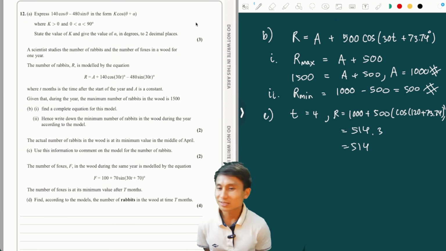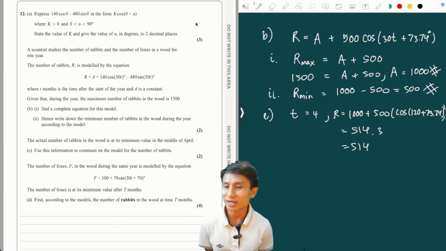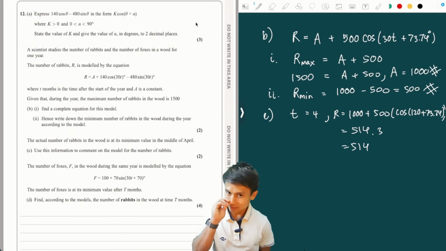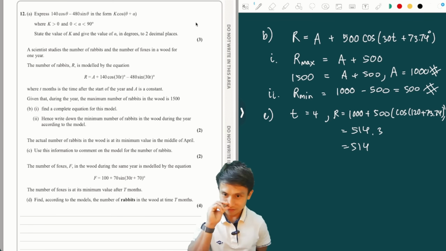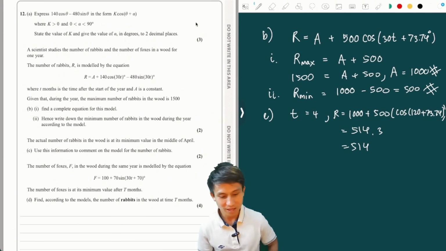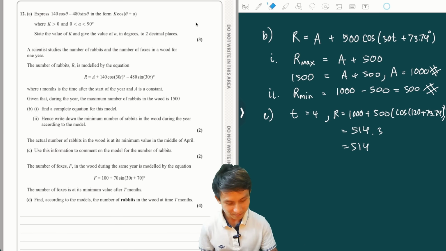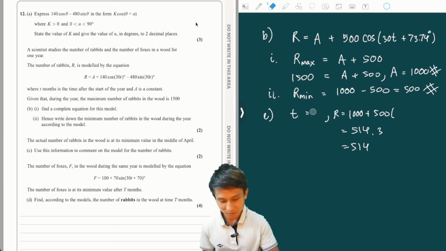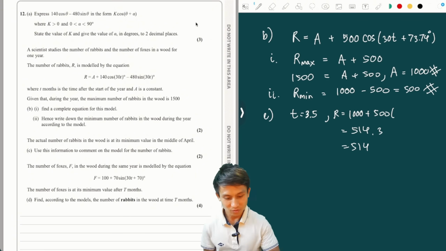Oh, this is okay. I don't know what I was thinking. It says the actual number of rabbits in the wood is at its minimum in the middle of April. Well, hang on, middle of April, I should have substituted 3.5 in, shouldn't I? Because in the middle it should be halfway in month 4 here. So okay, I'm going to try to do that again.